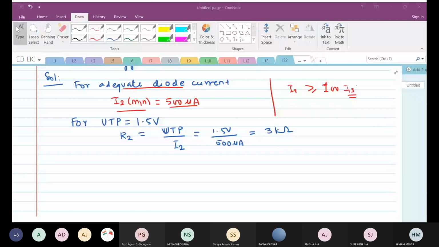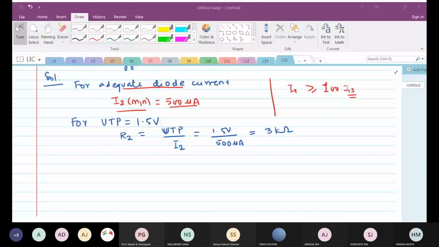Okay. So now we'll recalculate. 3 kilo ohms is not a standard value. So we'll use 2.7 kilo ohms, which is a standard value, and recalculate I2. This is I2 again, V divided by R2, which is 1.5 volts divided by 2.7 K. That gives me about 556 microamperes. That is fine enough.